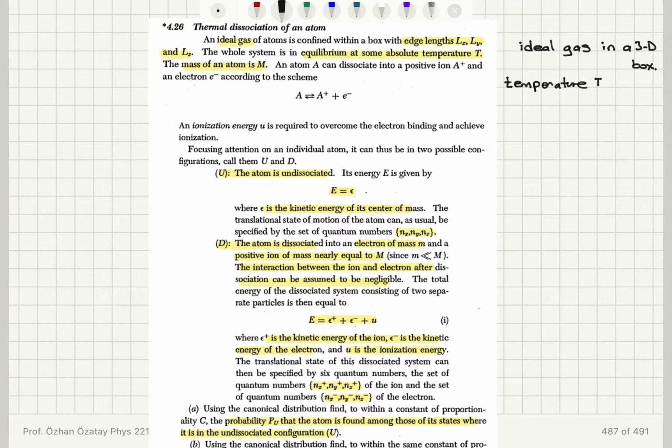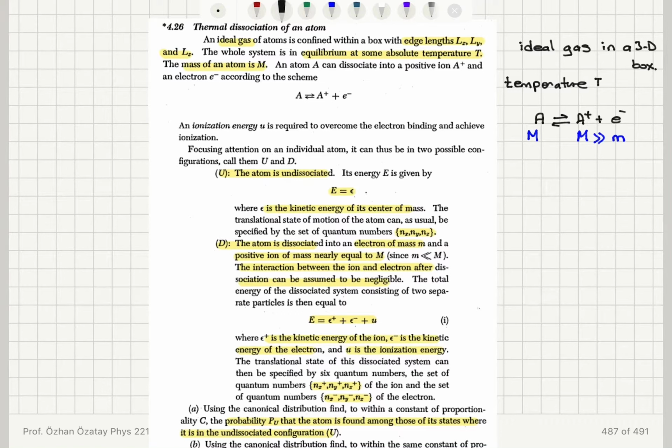Now, when we have this ionization process, A+ plus e-, what changes here? Well, first we had the mass capital M. Now we have capital M and lowercase m, so that's the mass of the electron. So lowercase m is much less than capital M.